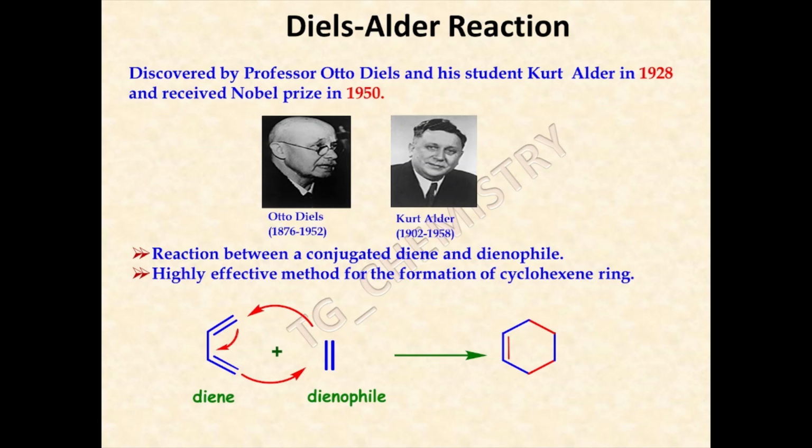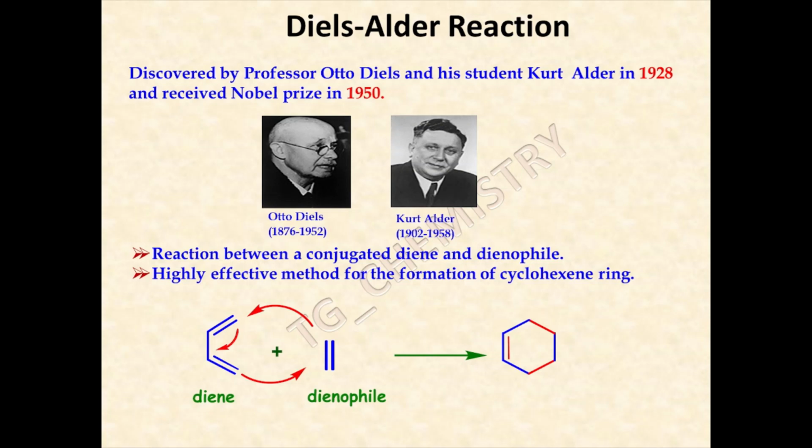It was first discovered by Professor Otto Diels and his student Kurt Alder in 1928, and both of them received the Nobel Prize in 1950 for their discovery. The Diels-Alder reaction, as I said, is between the conjugated diene and dienophile, and it is a very highly effective method for the formation of cyclohexene rings.